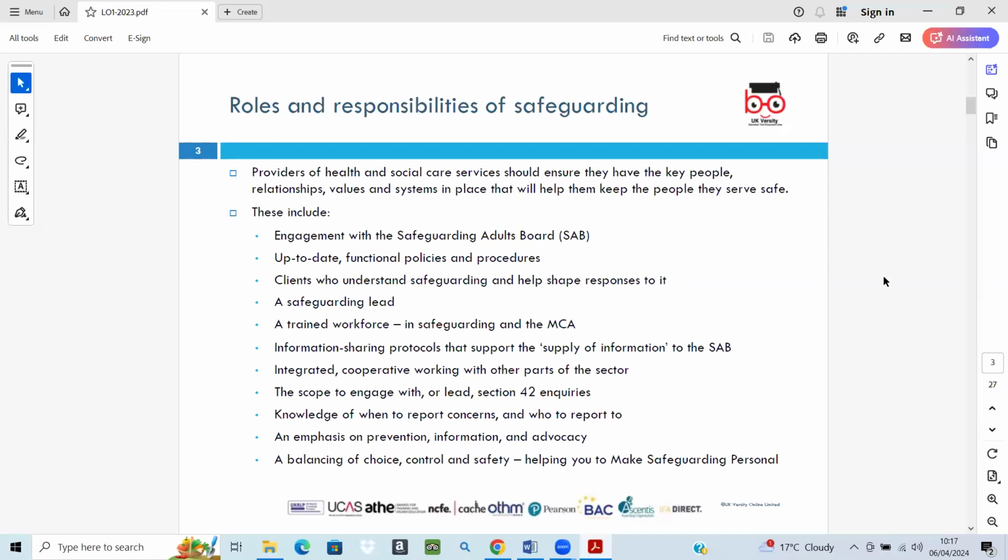What qualities should a safeguarding lead possess? We can say knowledge of safeguarding laws and practices, good communication skills, and leadership qualities. These are a few of the qualities which a safeguarding lead should have.